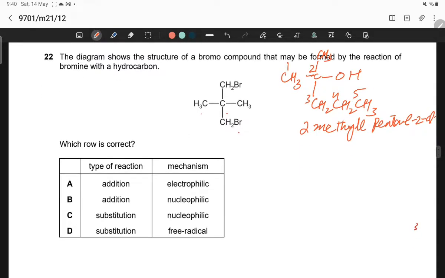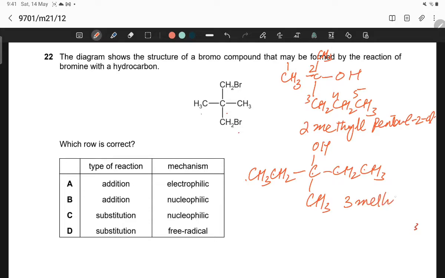This is one tertiary alcohol. Now this is another possibility: COH, CH2, CH3 and CH2, CH2 and CH3, carbons 1 2 3 4 5 6. So the name of this compound is 3-methyl pentane 3-ol.